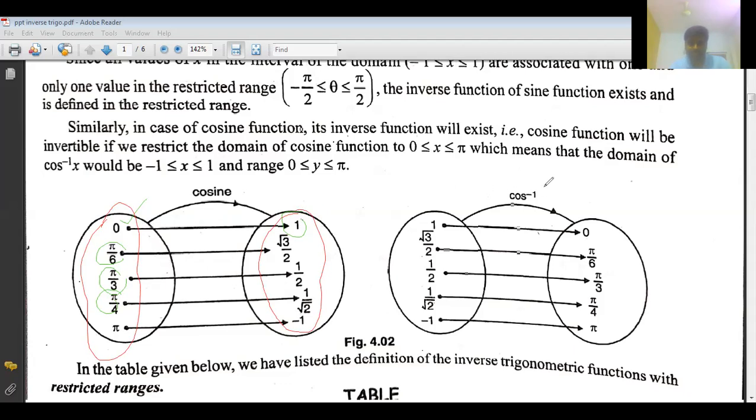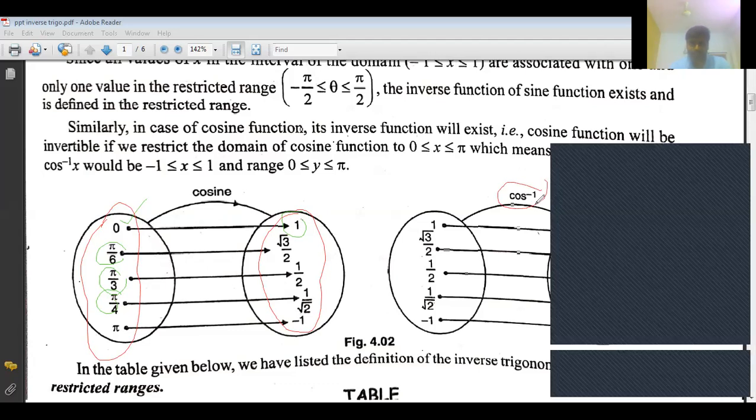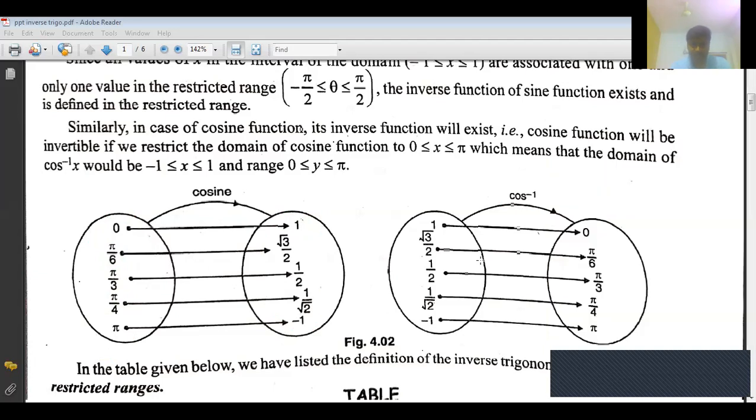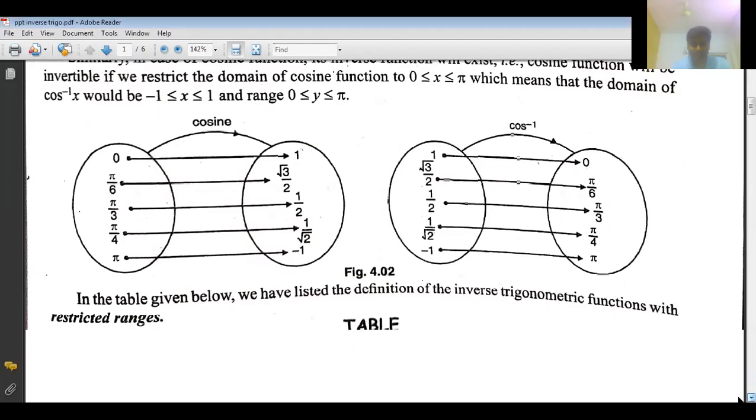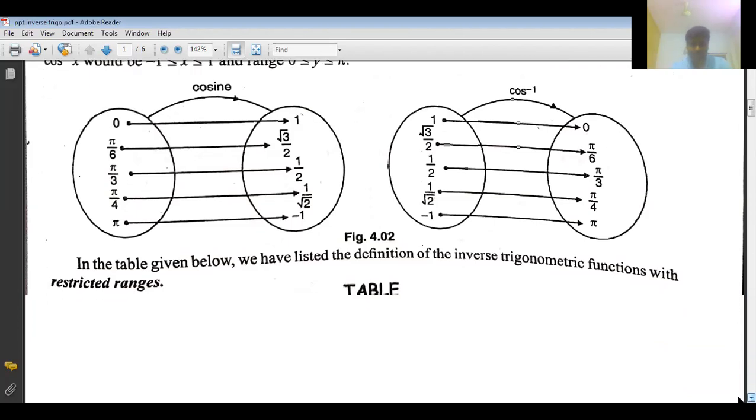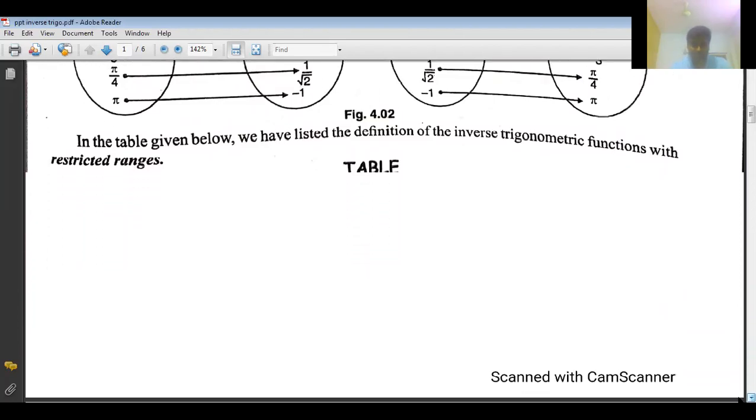Now cos inverse will be taken in reverse manner. So 0 to pi will be the range for that. Now similarly, what is the domain for this? -1 to +1. So -1 to +1 is the domain for cos inverse, and 0 to pi will be the range of cos inverse. Like that we have discussed yesterday also.